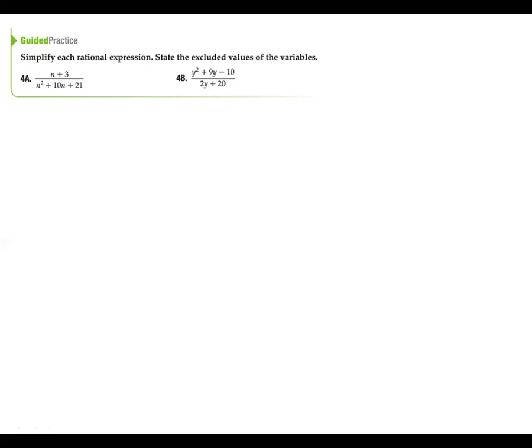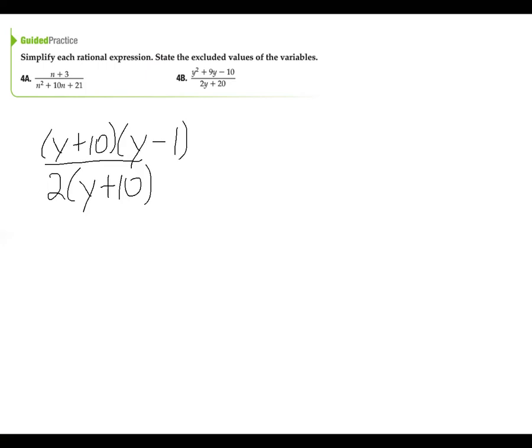The next one, y squared plus 9y minus 10 over 2y plus 20. So you can factor out a 2 from the denominator and get y plus 10. And then the numerator, two factors of -10 that add to positive 9. So one has to be positive, one has to be negative. The larger has to be positive. And the factors would be y plus 10 and y minus 1.